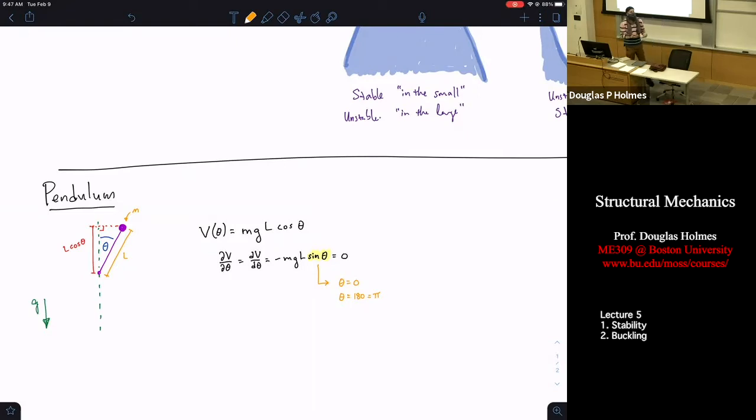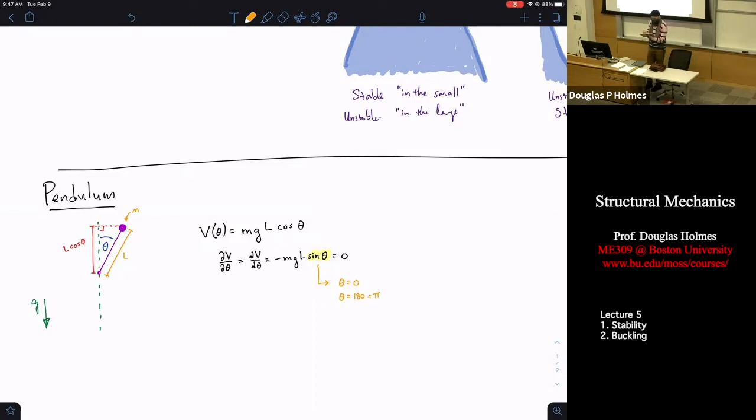Now, from our intuition, we know that only one of these is a stable equilibrium point for this pendulum. Intuition doesn't get us too far once we start working with more complex structures. So how do we prove which one of these states is stable and which one's not?